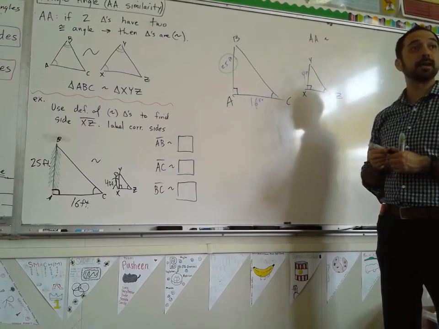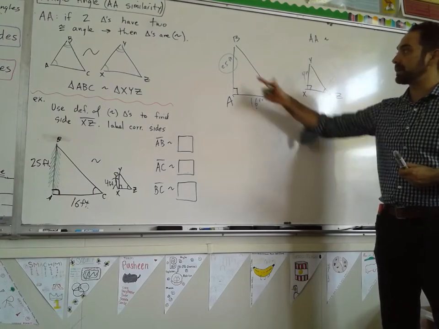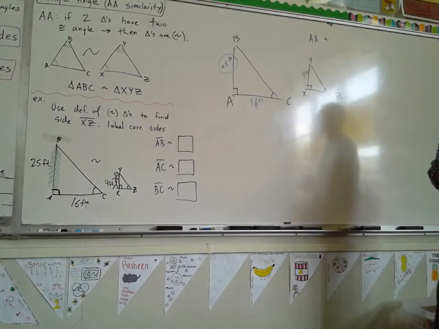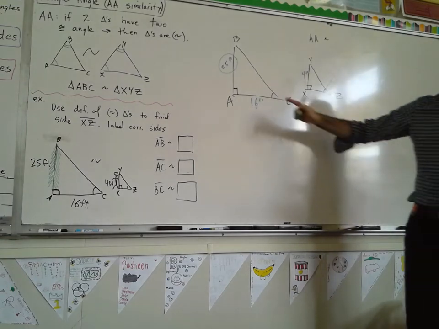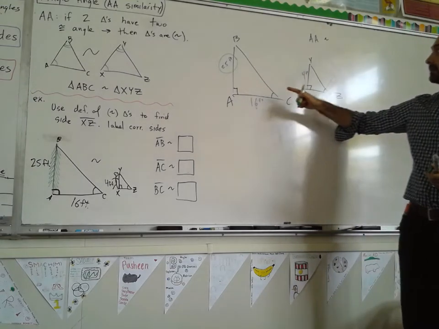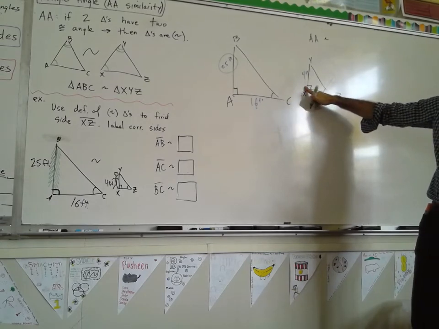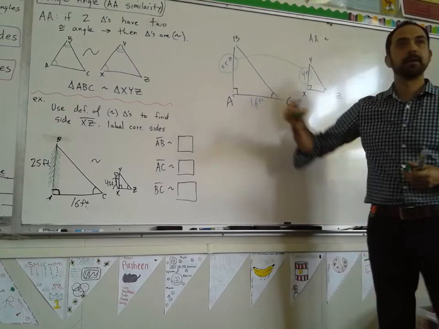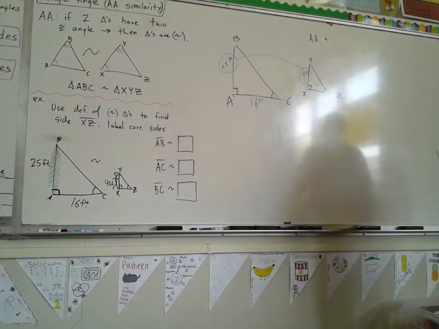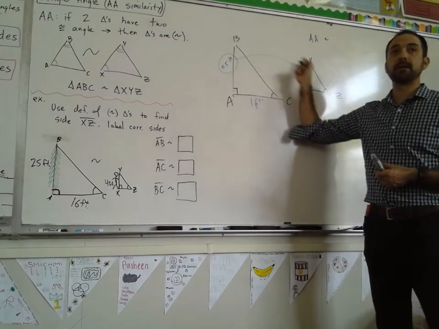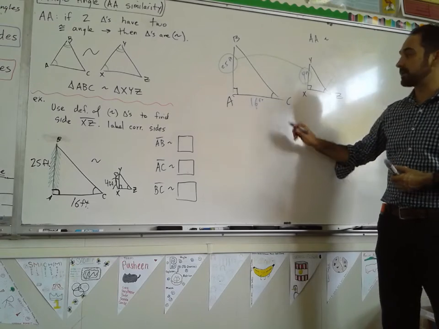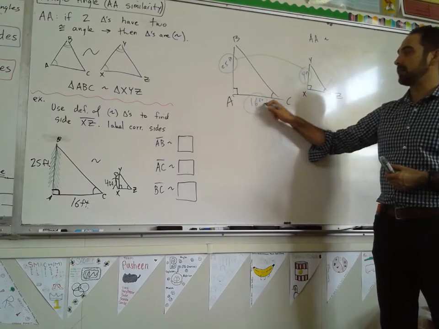What side corresponds to 25 feet over in this triangle? Name off the line segment that corresponds to AB. What's the line segment called? XY. Right here, right? So watch, I circle these two, and I just connect them. That shows me that those two sides correspond, and those are the ones we're going to use in our ratio. We'll have one ratio between those two sides, and next we'll have a ratio between 16, and what side does that correspond to?